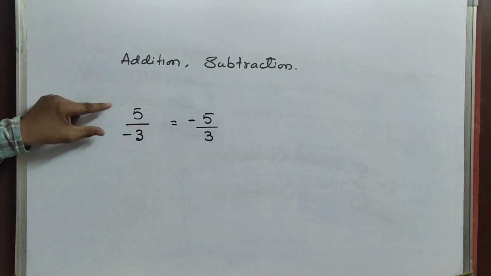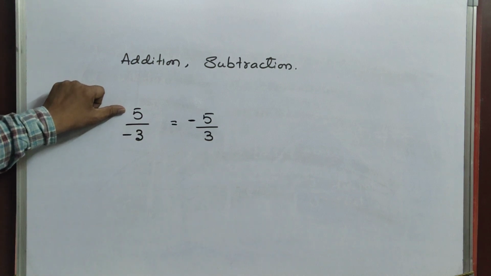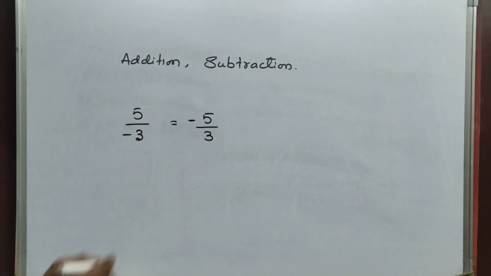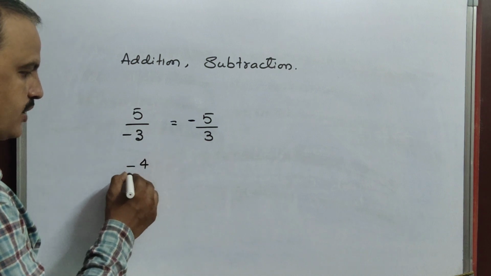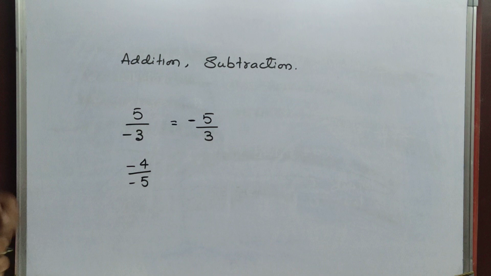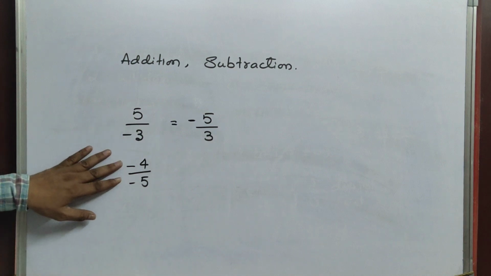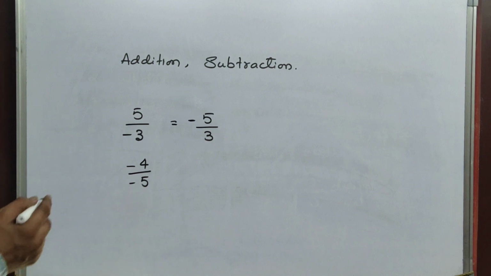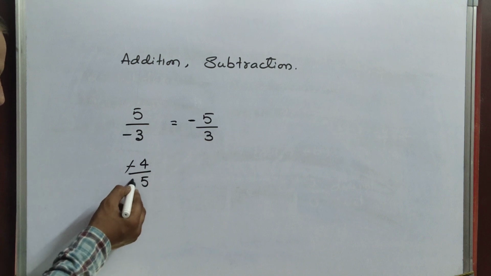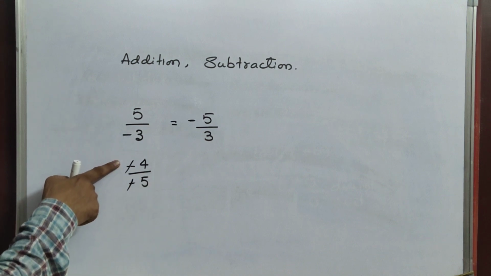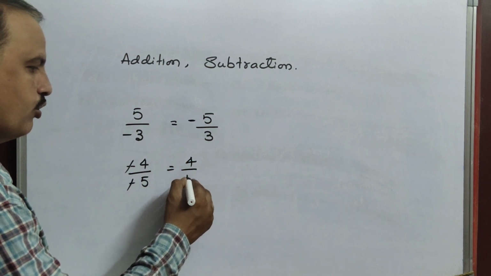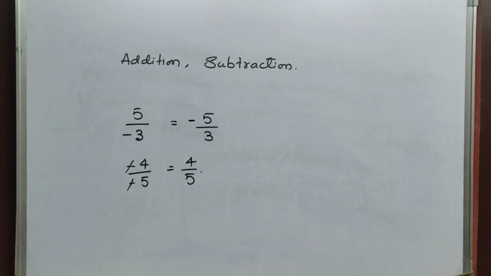That means they'll ask one more question: what is the standard form of 5 by minus 3? Then you have to write minus 5 by 3 as the standard form. Now you may get a doubt: minus 4 by minus 5, where both numerator and denominator are negative numbers, what happens? You all know very well, we learned in integers that we can cancel the numerator negative symbol and the denominator negative symbol. So finally we have 4 by 5. This is how to write a standard form.